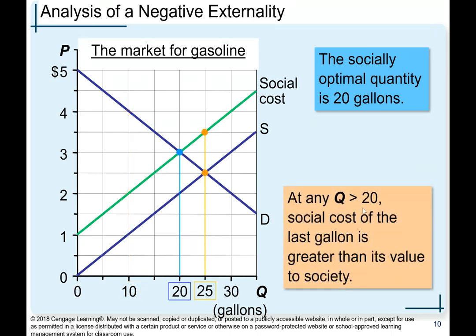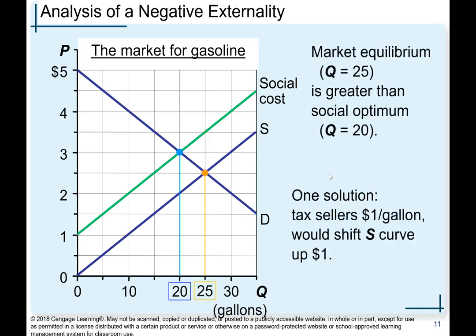So at any output greater than 20, social cost of the last gallon is greater than its value to society, and therefore it is being overproduced. Market equilibrium at 25 is greater than 20. In other words, at 25, this item is being overproduced because at 25, the social costs or the marginal cost, is greater than the marginal benefits. So the society says we need less of this, reduce this from 25.